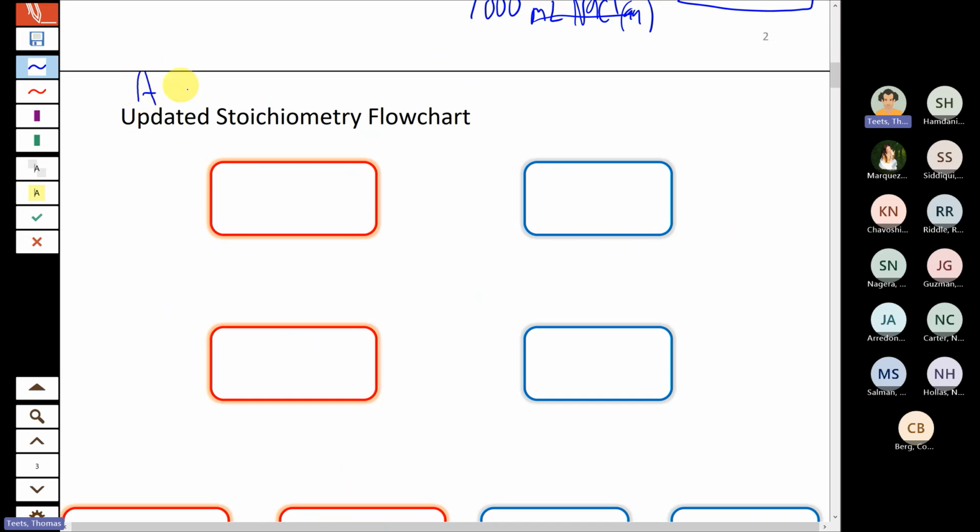Again, just to remind you, in this flow chart, I'm just going to say A and B are two species in a chemical reaction. That can be two reactants, two products, one reactant, one product, just whatever role they're serving. Two different things that are involved in a chemical reaction.